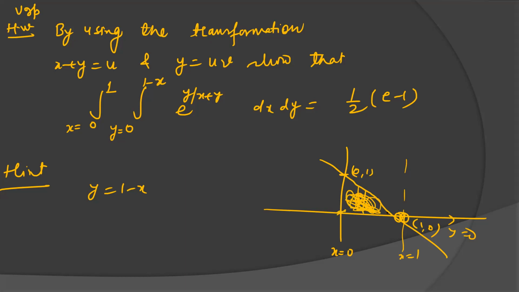The lower limit of x is 0, upper limit is 1, and if you draw the strip here, the lower limit of y is 0, meaning the x-axis, and the upper limit is on the straight line y equal to 1 minus x. So this is your region.